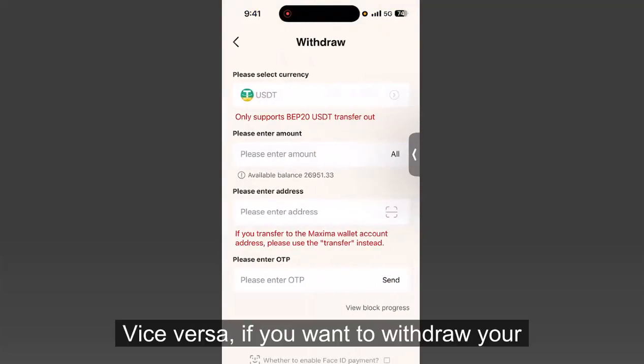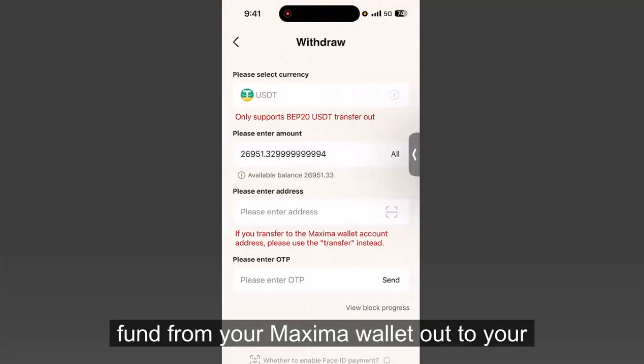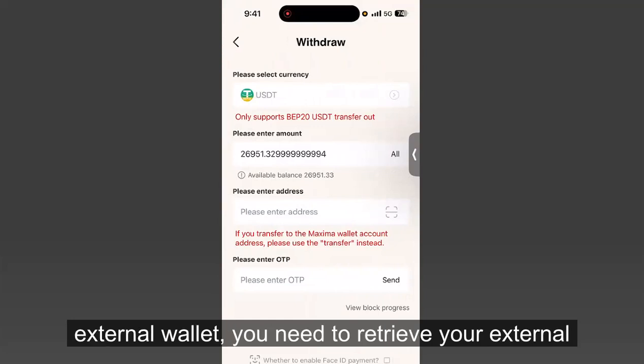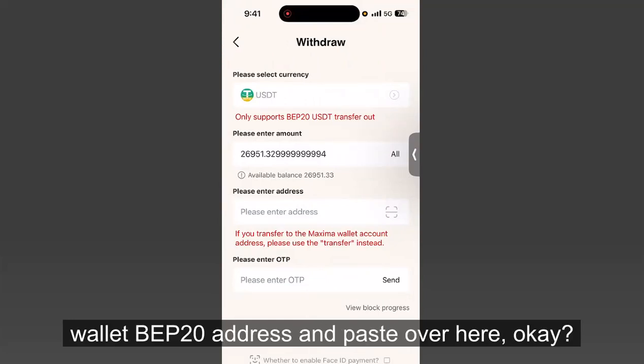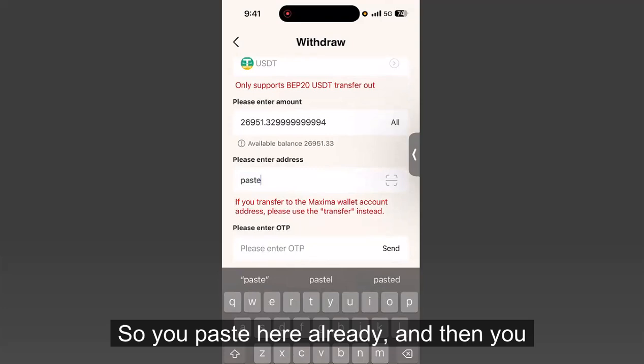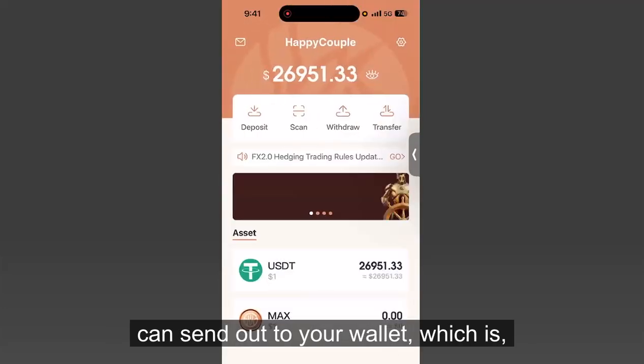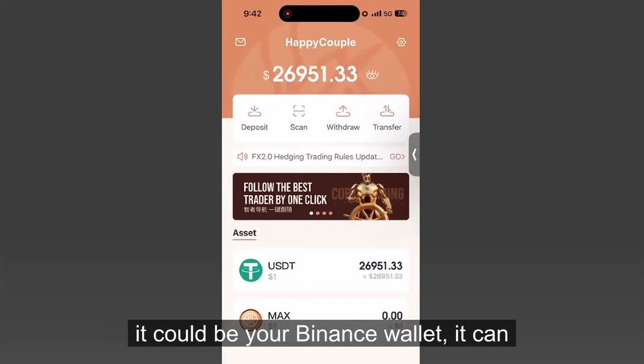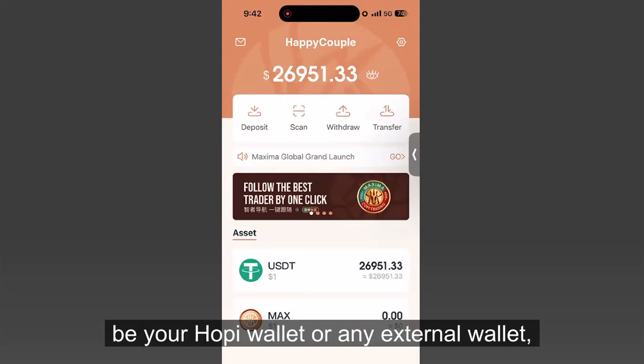Vice versa, if you want to withdraw your fund from your Maxima wallet out to your external wallet, you need to retrieve your external wallet BEP20 address and paste over here. Okay, so you paste here already, and then you can send out to your wallet, which could be your Binance wallet, your Huobi wallet, or any external wallet.